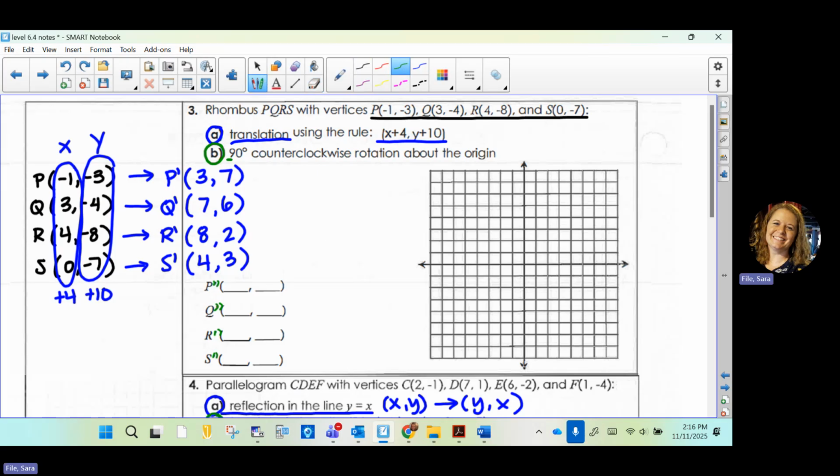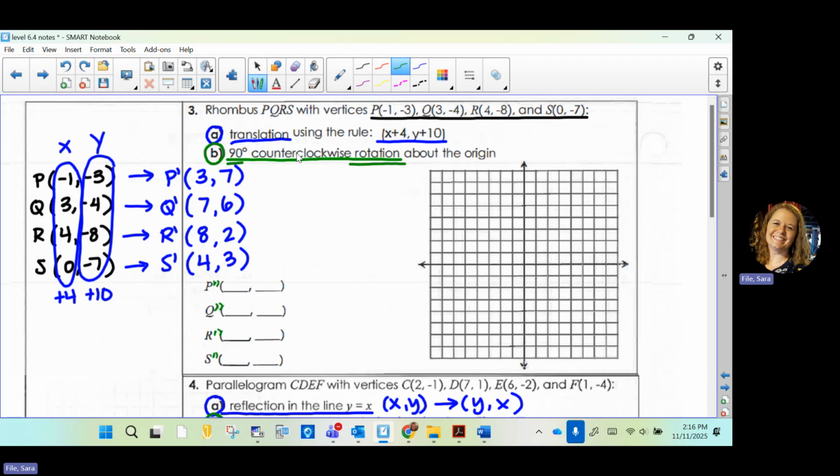And then part B, part 2 says, okay, now we're going to do a rotation. All of your rotations are about the origin. What you need to pay attention to with a rotation is the degree. So is it 90, 180, or 270? Those are the only 3 you're going to be asked. And is it clockwise or counterclockwise? So just read 90 degrees counterclockwise and go find that on your formula chart.